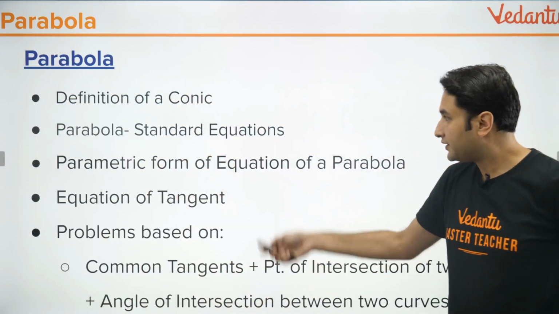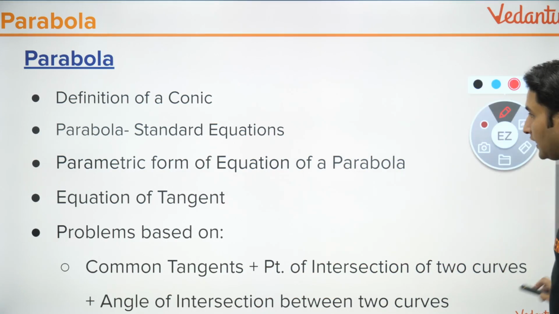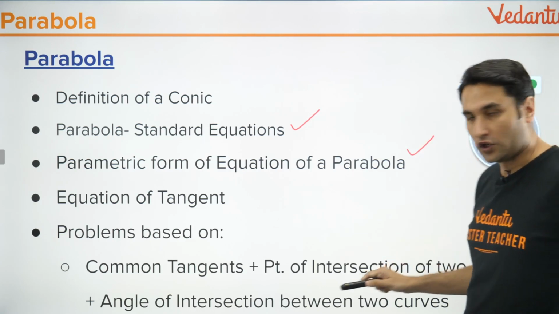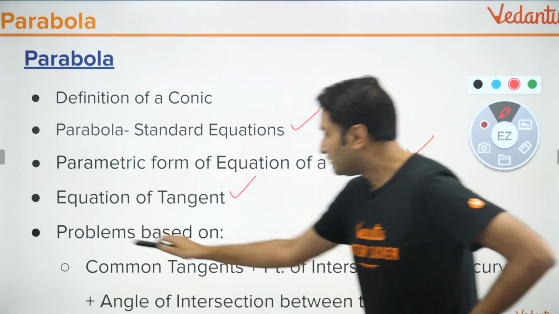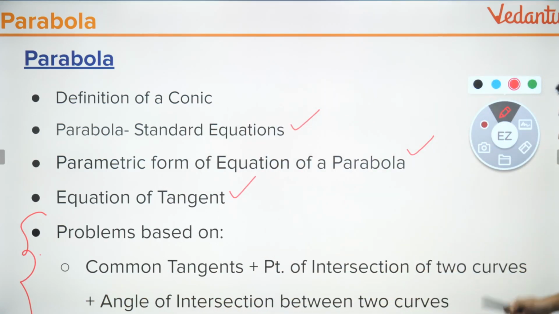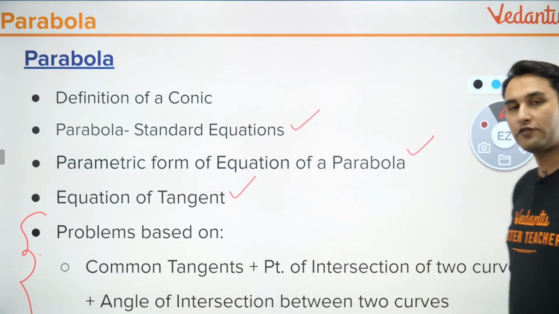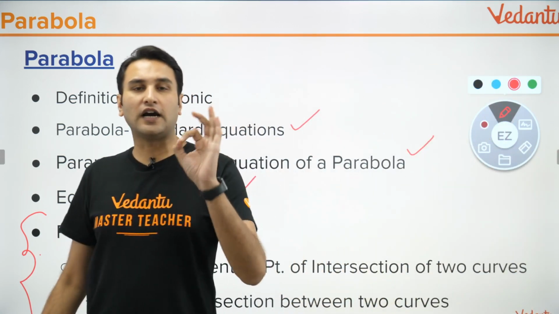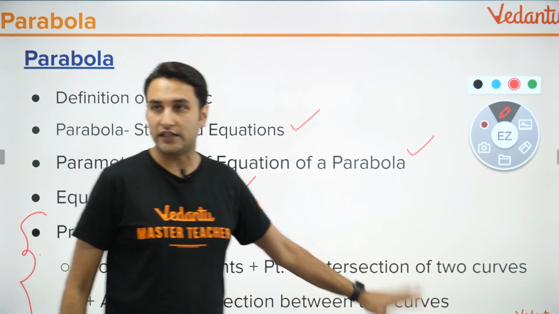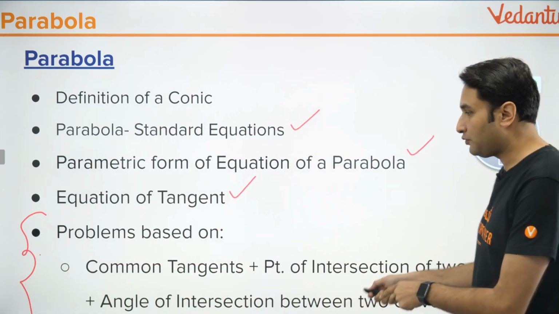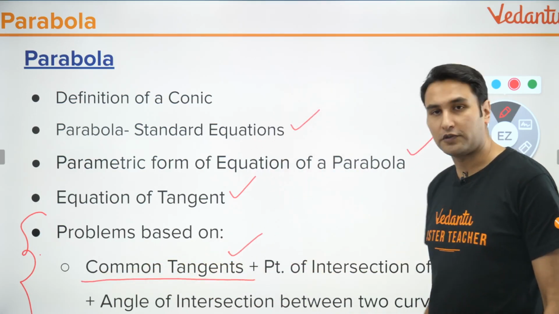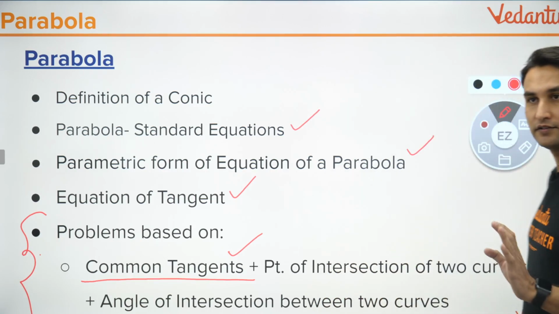This is what you're going to learn. So bachchon, important things for today's class are, of course, the standard equation. All of you know parametric. We will talk about it. Equation of tangent, yes. But these are two important concepts: common tangents, point of intersection of two curves, and angle of intersection between two curves. Every year guaranteed problems are coming on these concepts. So towards the end of the class, we will cover these topics. Common tangent especially is a very important concept and a super laddu concept. Guaranteed problem on this, pakka.